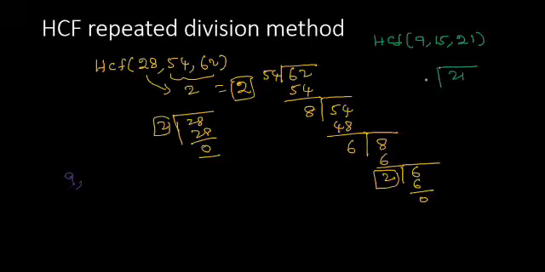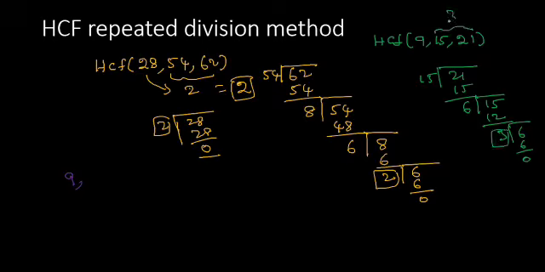21 divided by 15 goes one time, so the remainder is 6. Now, 15 divided by 6 goes 2 times, and 3 is left out. Now, 3 and 6. So now the HCF of these two numbers is actually 3.